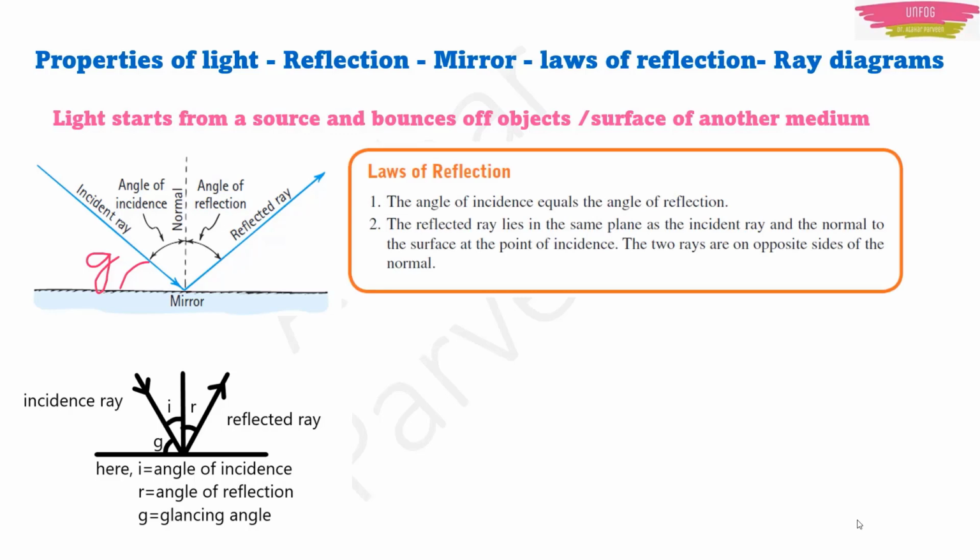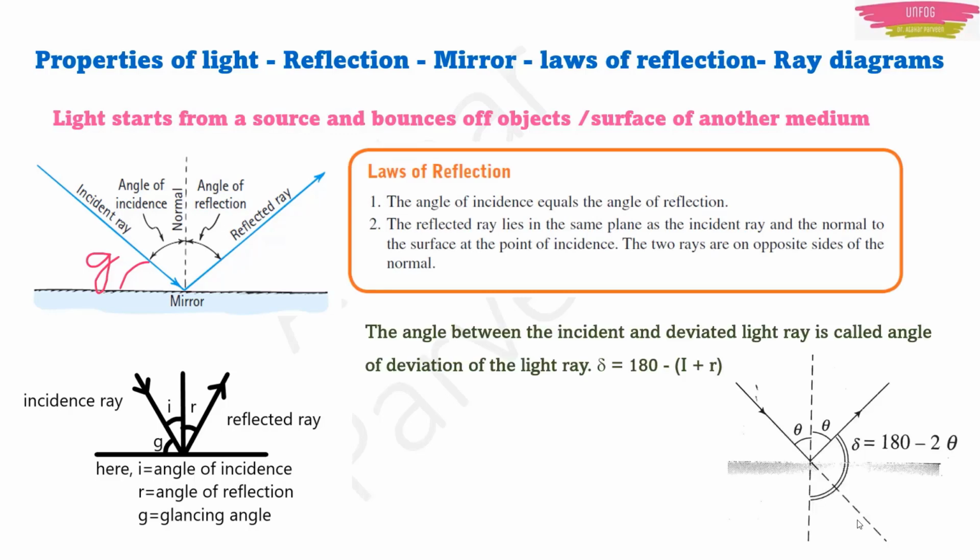After knowing what is angle of incidence, angle of reflection and glancing angle, we should also know what we call angle of deviation. Angle of deviation means it is the angle between the incident ray and the reflected ray, or the incident ray and the deviated ray. Okay, so this angle of deviation we denote by the Greek letter delta, and this will be equal to 180 minus (angle of incidence plus angle of reflection).